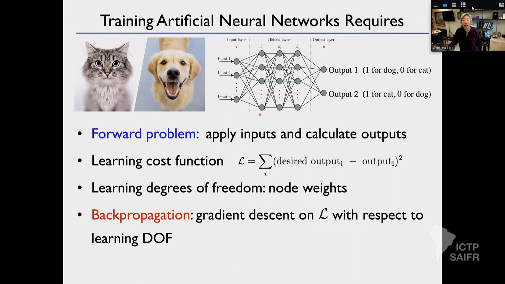Okay, and then you keep doing this. So you take a step, you adjust your node weights, you look at your outputs again, evaluate your learning cost function, calculate the gradient, go back and adjust again. Each time you have to solve the forwards problem with the new weights, look at the learning cost function, and then do backpropagation to take a step to adjust your weights, forwards, backwards, forwards, backwards, until your learning cost function is 0. So that's how you train a neural network.